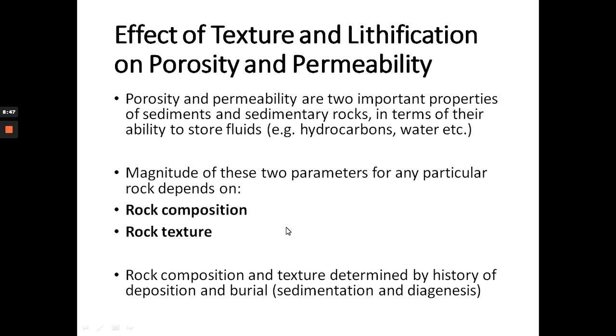All right, so we've learned about textural properties. We've learned about porosity and permeability, and we've learned about lithification, right? Cementation and compaction. Let's see how all these relate to each other, right? Porosity and permeability are two important properties because they are economically important. They are very useful in the fields of hydrogeology and also in petroleum geology.